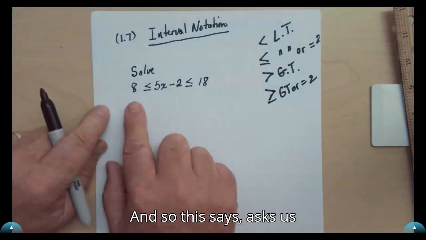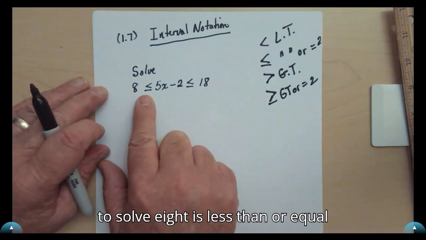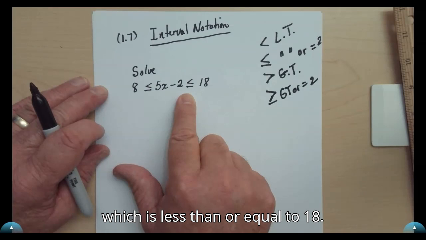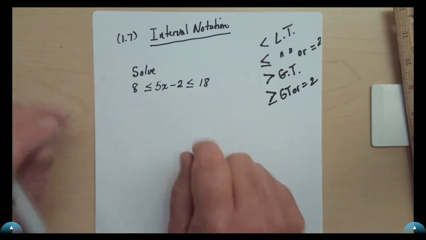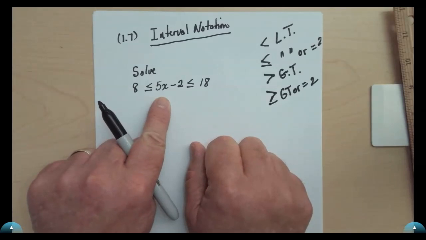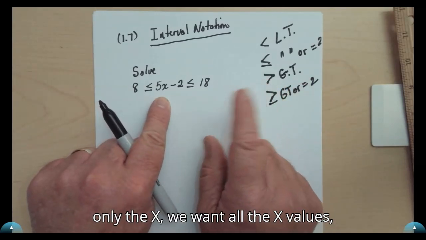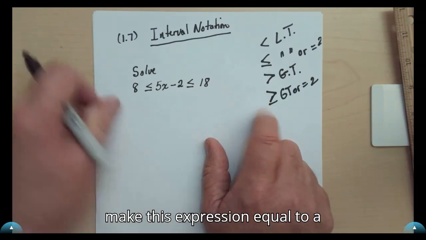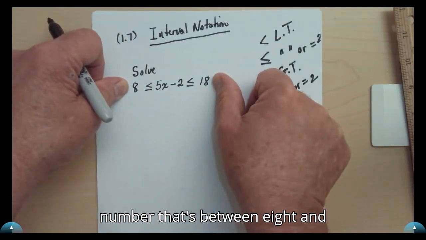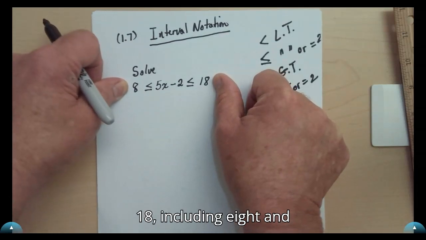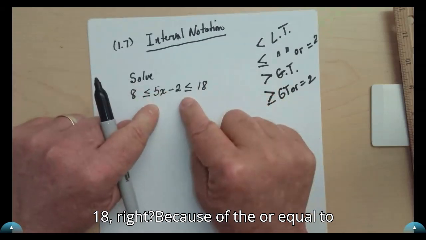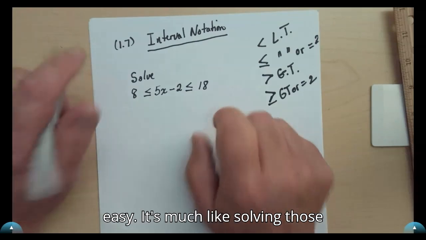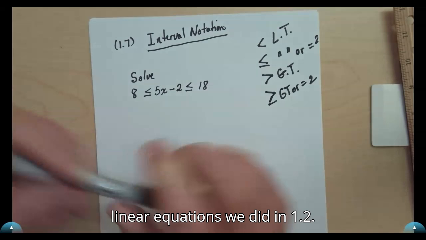And so this asks us to solve 8 is less than or equal to 5x minus 2, which is less than or equal to 18. In other words, we want all the x values, but only those x values that make this expression equal to a number that's between 8 and 18, including 8 and 18, right? Because of the or equal to part. Solving this thing is super easy. It's much like solving those linear equations we did in 1.2.